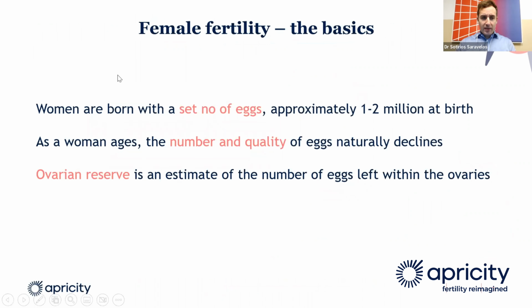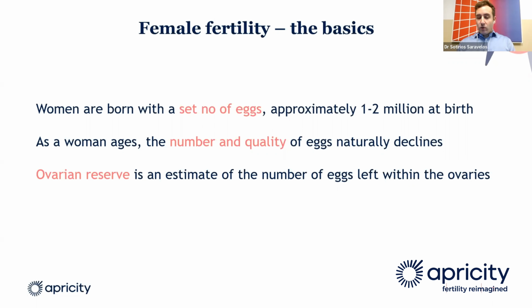So a little bit about the basics of female infertility. Women are born with a set number of eggs. So actually, the eggs that a woman has at birth, which are about 1 to 2 million, are all the eggs she'll have for her entire lifetime. And it's almost as if they're suspended in time in a freezer. And over time and as we grow older, the number and the quality of the eggs slowly declines.